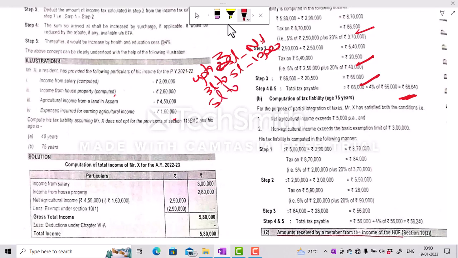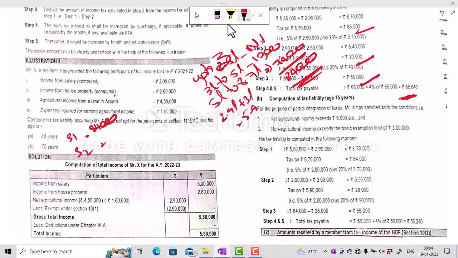5 lakhs to 8.7 lakhs. It will be 74,000. Then total income will be 84,000. So step 1: 84,000. Step 2: add agriculture income to basic exemption limit. It is 2.9 lakh plus 3 lakh equal to 5.9 lakh.